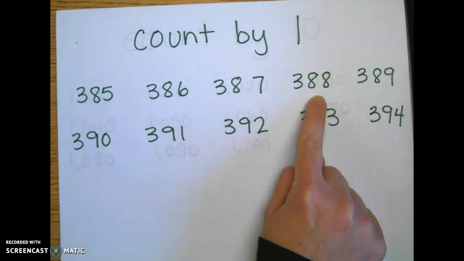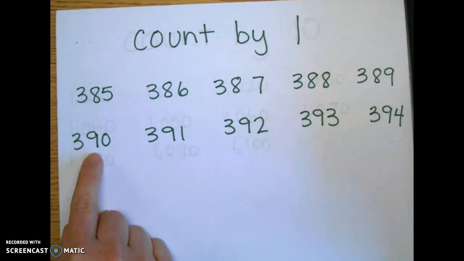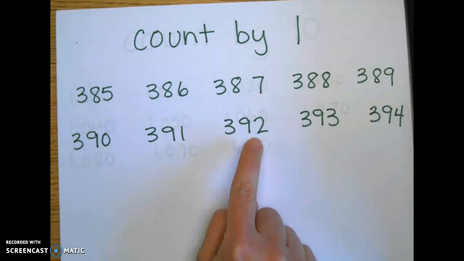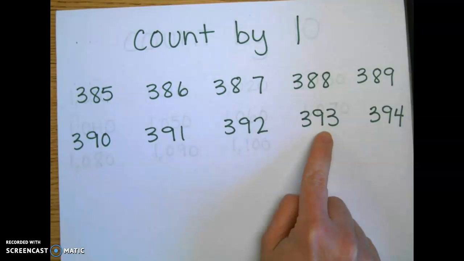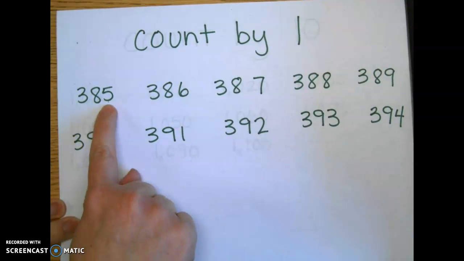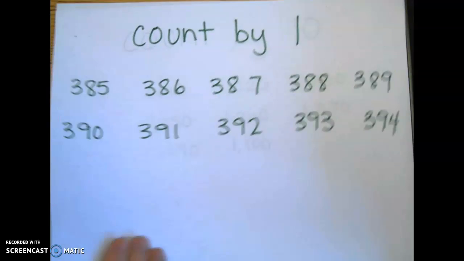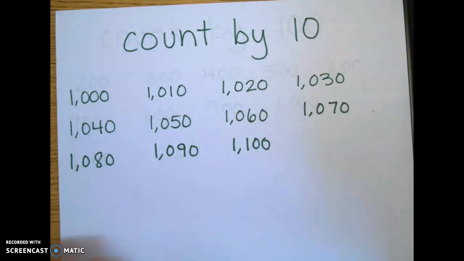387, 388, 389, 390, 391, 392, 393, 394. This is counting by ones. The only place value that's changing is the ones place because we're just putting on 1 more. We can also count by tens.